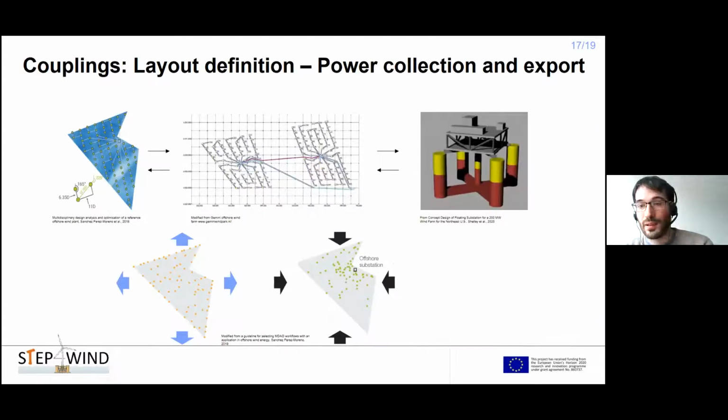A relevant coupling lies between the definition of the layout of the wind farm, which affects the topology of the field cables or power collection system, according to the categorization I introduced before, which is in turn affected by the number and position of offshore substations. This is an interaction that is also typical of bottom-fixed wind farms. The underlying trade-off is between the cost of the electrical system and energy production.